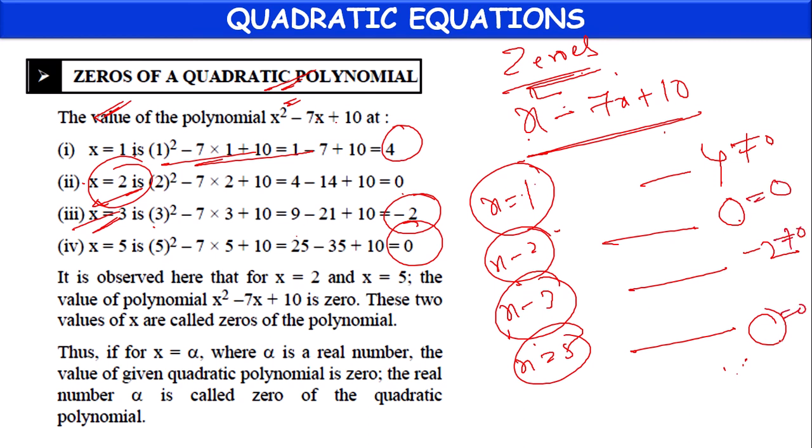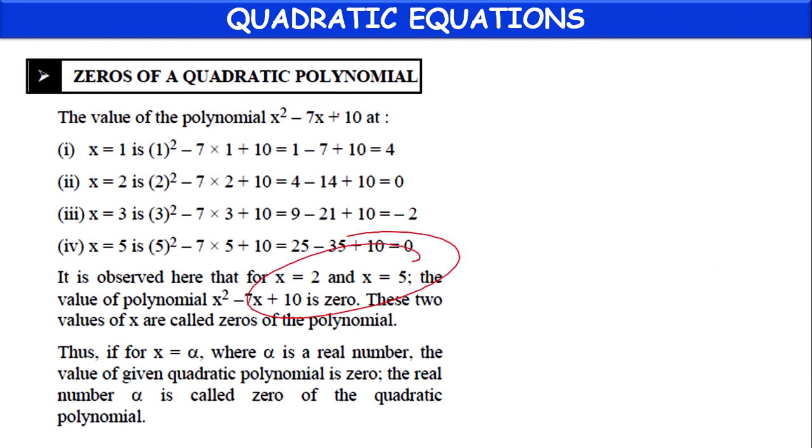Equal to 0 means the value of variable for which the quadratic polynomial is becoming 0, that values of the variables are called zeros of the given polynomial. They will differ from polynomial to polynomial. For all the polynomials, we cannot have same zeros. So different polynomials will be having different zeros.